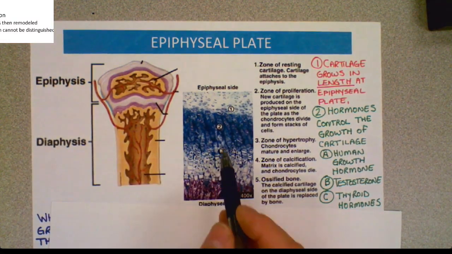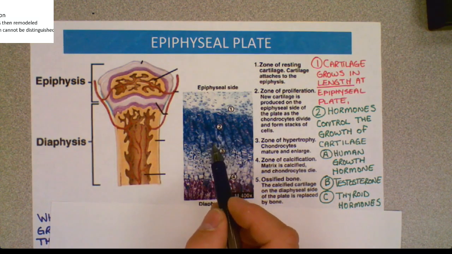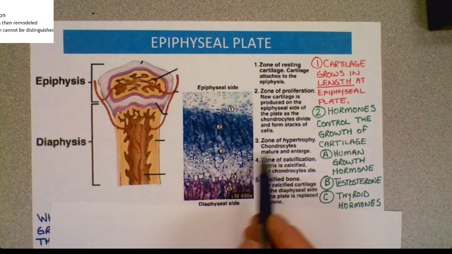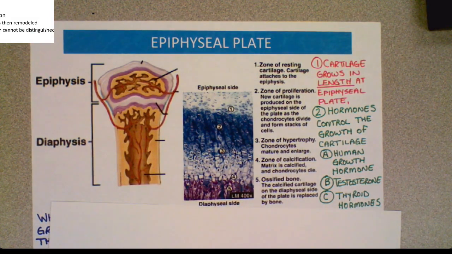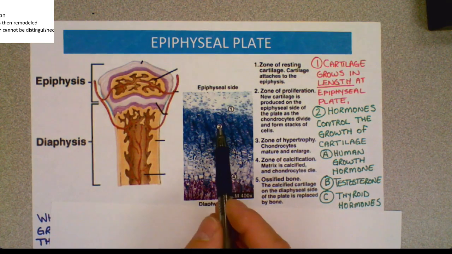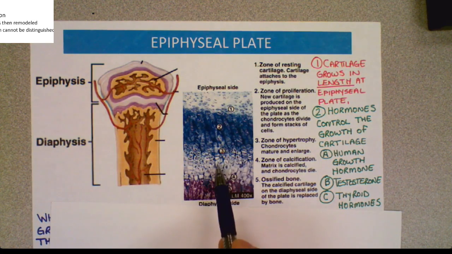Now, as these cells are being made in the zone of proliferation, they're getting pushed into this third zone called the zone of hypertrophy. Remember what I told you in a previous chapter: hypertrophy just means growth. So these cells are enlarging, they're getting bigger. These cells are getting pushed down into the zone of hypertrophy where they're enlarging and getting bigger.